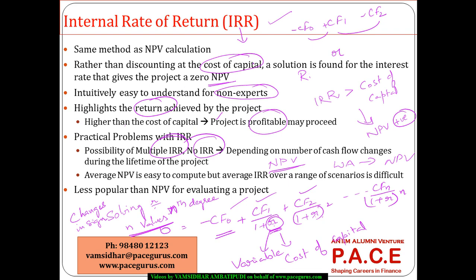So because of these two or three limitations, though there are lots and lots of usages of IRR, people still prefer NPV, or net present value, as the most powerful tool for evaluating a capital project rather than relying on the IRR.